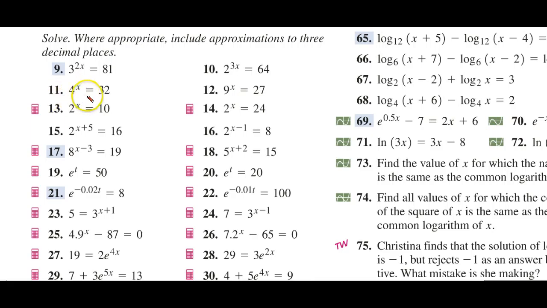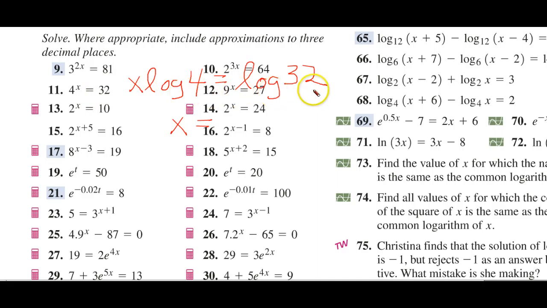All right, now when we get to 11, we find that there is no value of 32 that would have a base of 4, so we can't use that technique. So we use the change of base formula, in a sense. We're going to take the log of 4, and that would be to the x power. We take the x, put it in front, and we take the log of 32. So this is our next step.